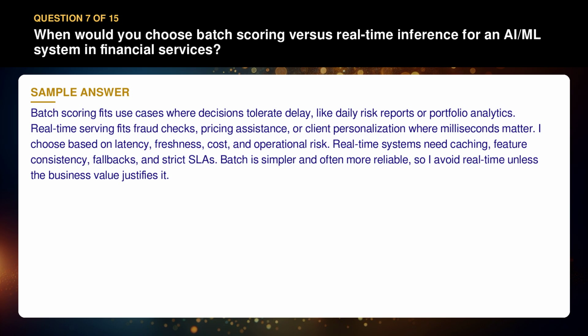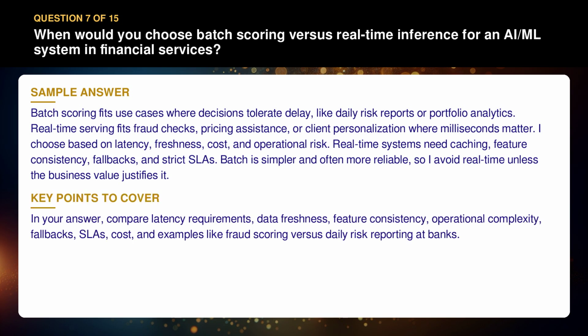Real-time systems need caching, feature consistency, fallbacks, and strict SLAs. Batch is simpler and often more reliable, so I avoid real-time unless the business value justifies it. In your answer, compare latency requirements, data freshness, feature consistency, operational complexity, fallbacks, SLAs, cost, and examples like fraud scoring versus daily risk reporting at banks.